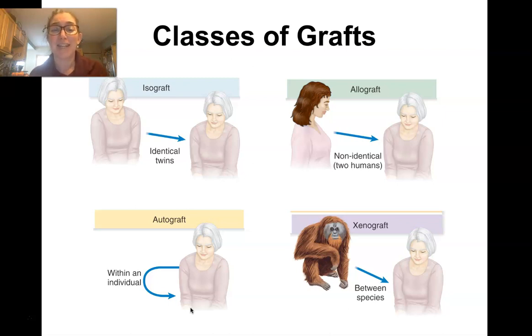It's all self. There's no issue with rejecting anything that's from you. The second best thing to that is getting a graft from an identical twin, because identical twins have the exact same genetics. So they're going to have the same MHC markers, and so those will be very well received, though the body will not be able to identify that those are non-self. So autograft and isograft are the best way to go, but not everybody has an identical twin.